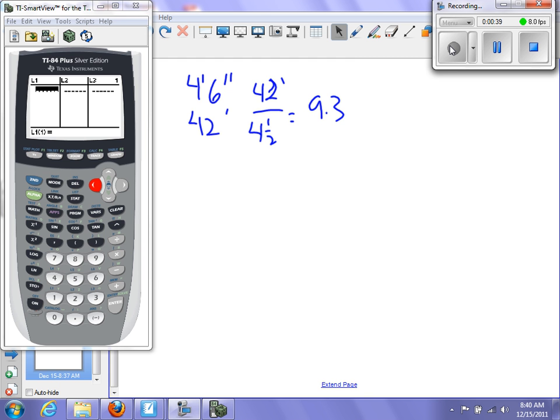So they're asking me to make an appropriate plot and describe the distribution of the ratios. They're asking me to summarize the ratios numerically, choosing appropriate measures of center and spread. And they're asking, is the ratio of 9.3 for the Statue of Liberty unrealistically low, and explain.